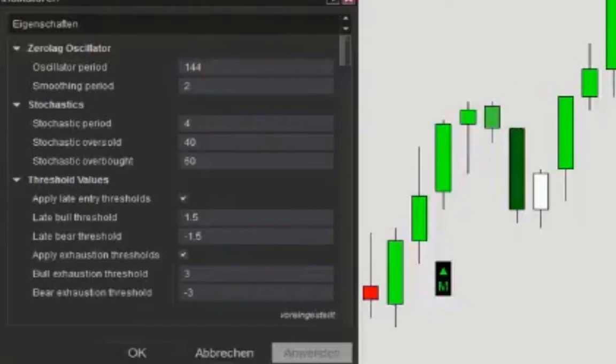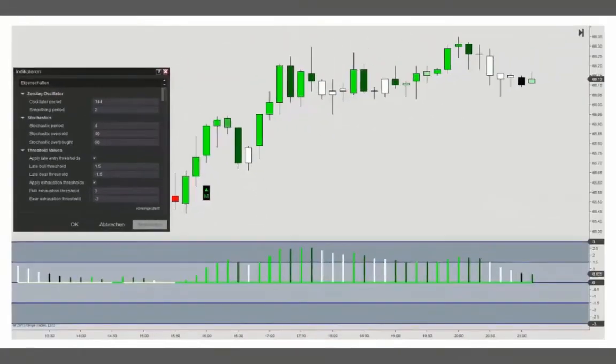And so you need a training period for this indicator of about 3 times that in order for the normalization of the histogram values to take place. So in total here, you have a required look back period of the chart of 432 bars in order for the Zerolag oscillator to plot.